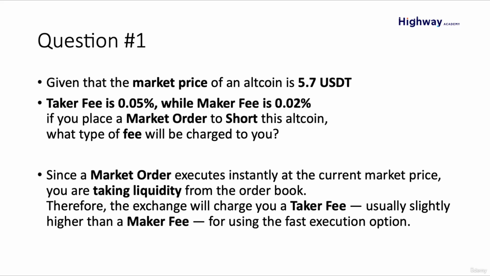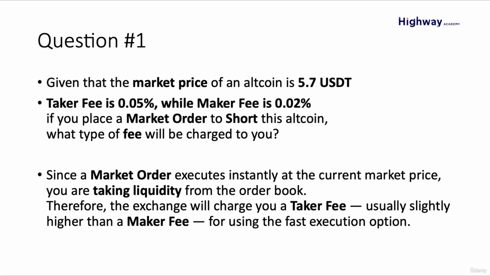Okay, to make sure you fully understand the maker and taker fee, please answer the following questions. Let's start with the first question. Given that the market price of an altcoin is 5.7 USDT and the taker fee is 0.05%, while the maker fee is 0.02%. If you place a market order to short this altcoin, what type of fee will be charged to you? You can pause this video to think about it.